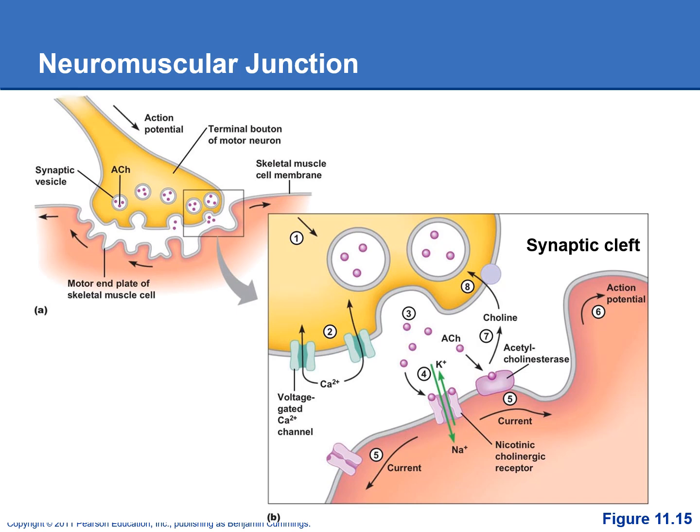And if we take a close-up look here, you can see on this motor end plate we have the nicotinic cholinergic receptors located on the skeletal muscle cells. So when the acetylcholine is released from the terminal bouton from the somatic motor neuron, they will just diffuse across the synaptic cleft and then bind to the nicotinic cholinergic receptors that are on the skeletal muscle cell.